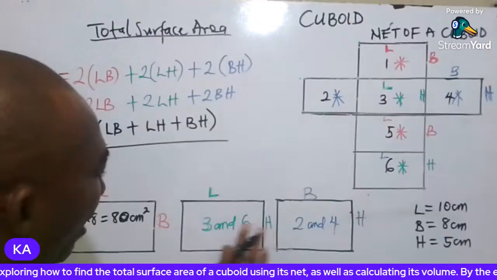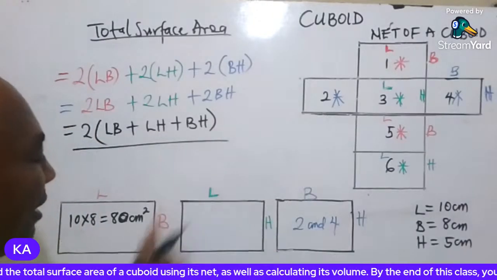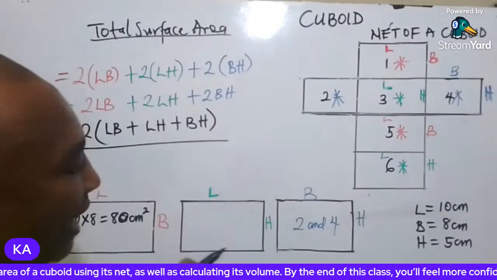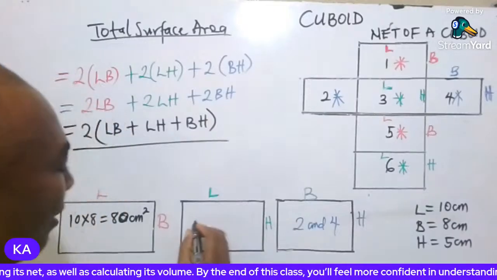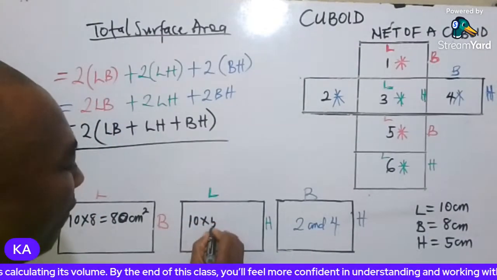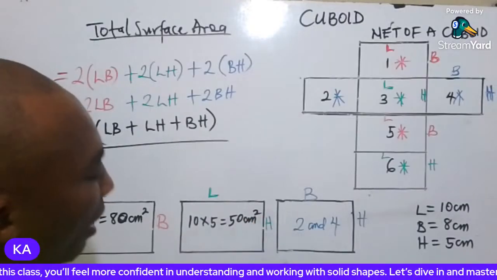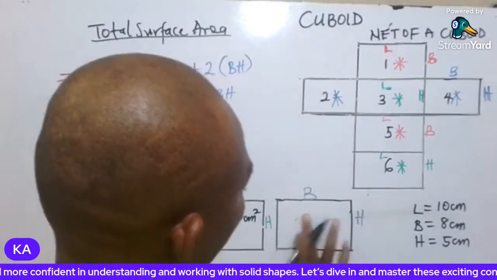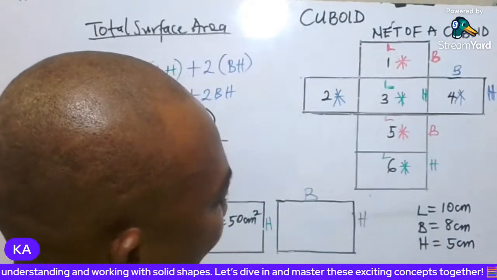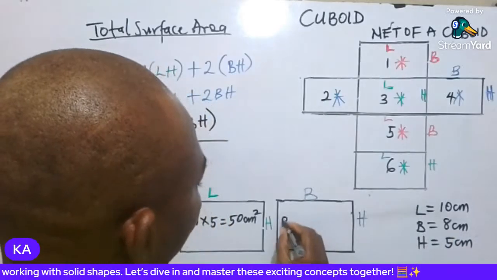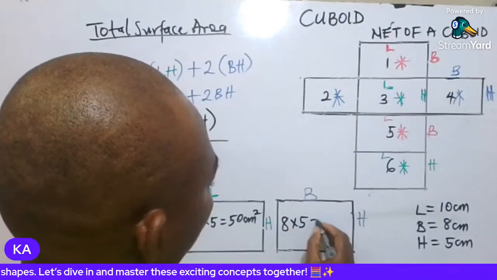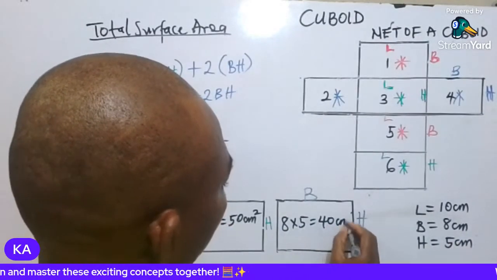Okay, let me come here and clean this gently. Length and height. So that is 10 multiplied by 5, and that will give us 50 centimeter square. So the last one, which is what? Breadth and height. That is 8 multiplied by 5, and that will give me 40 centimeter square.